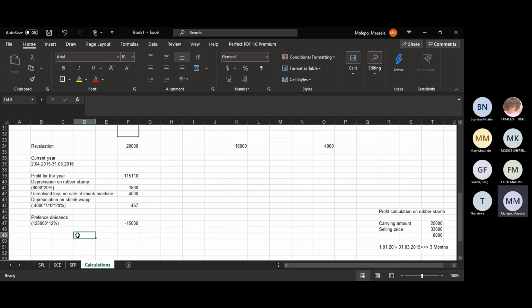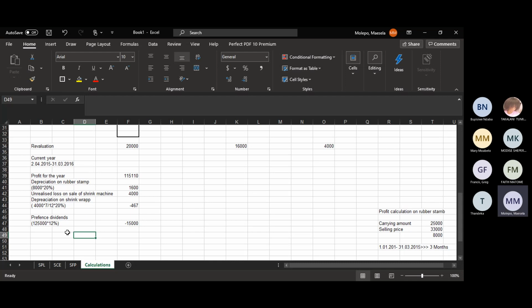And then since they are declaring the preference dividends, they also have to declare the ordinary dividends. So the dividends that were paid, if you can check the information of Hadebe, the last two lines of the pre-adjustment trial balance, you see they say preference dividend paid is 30,000, not 15. Do you see that info?